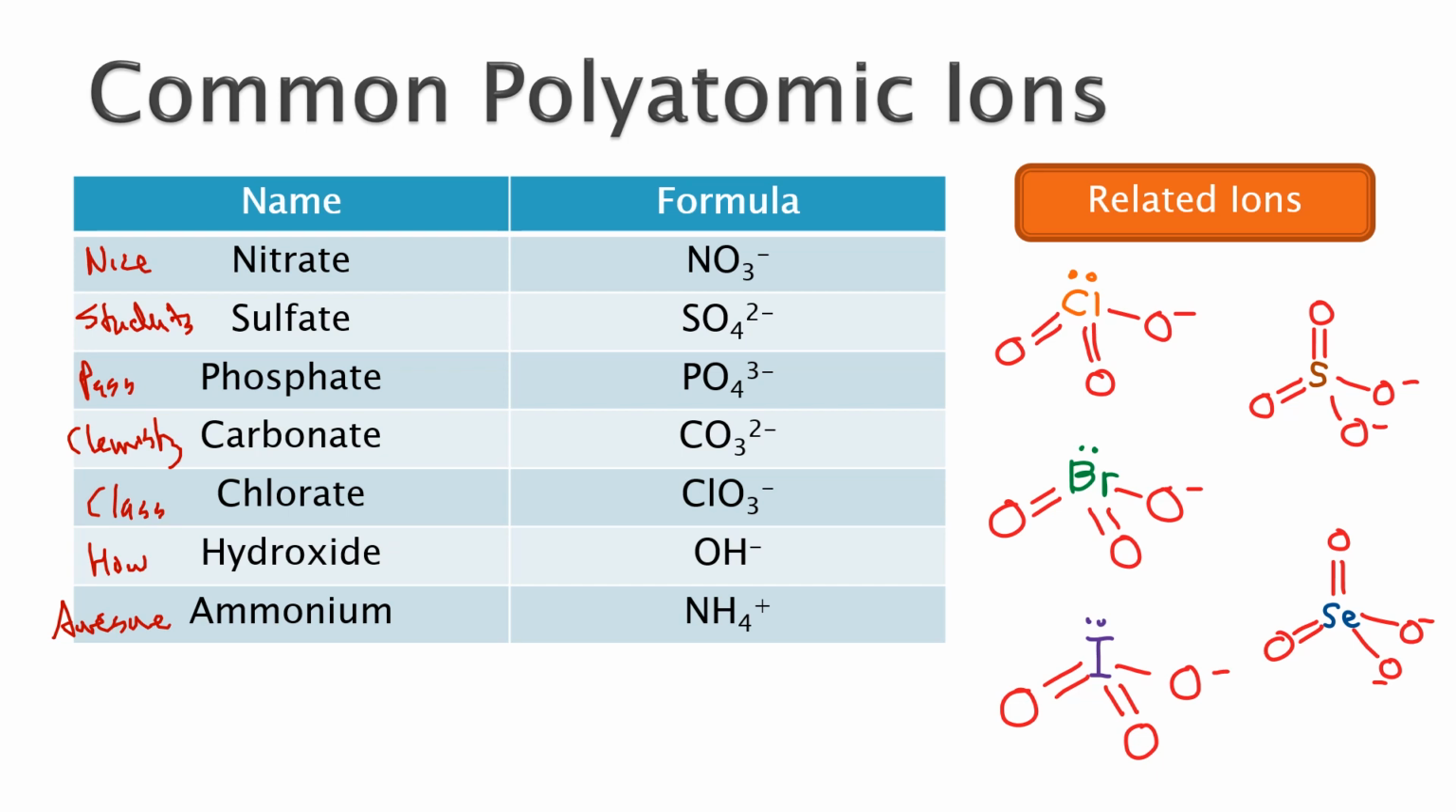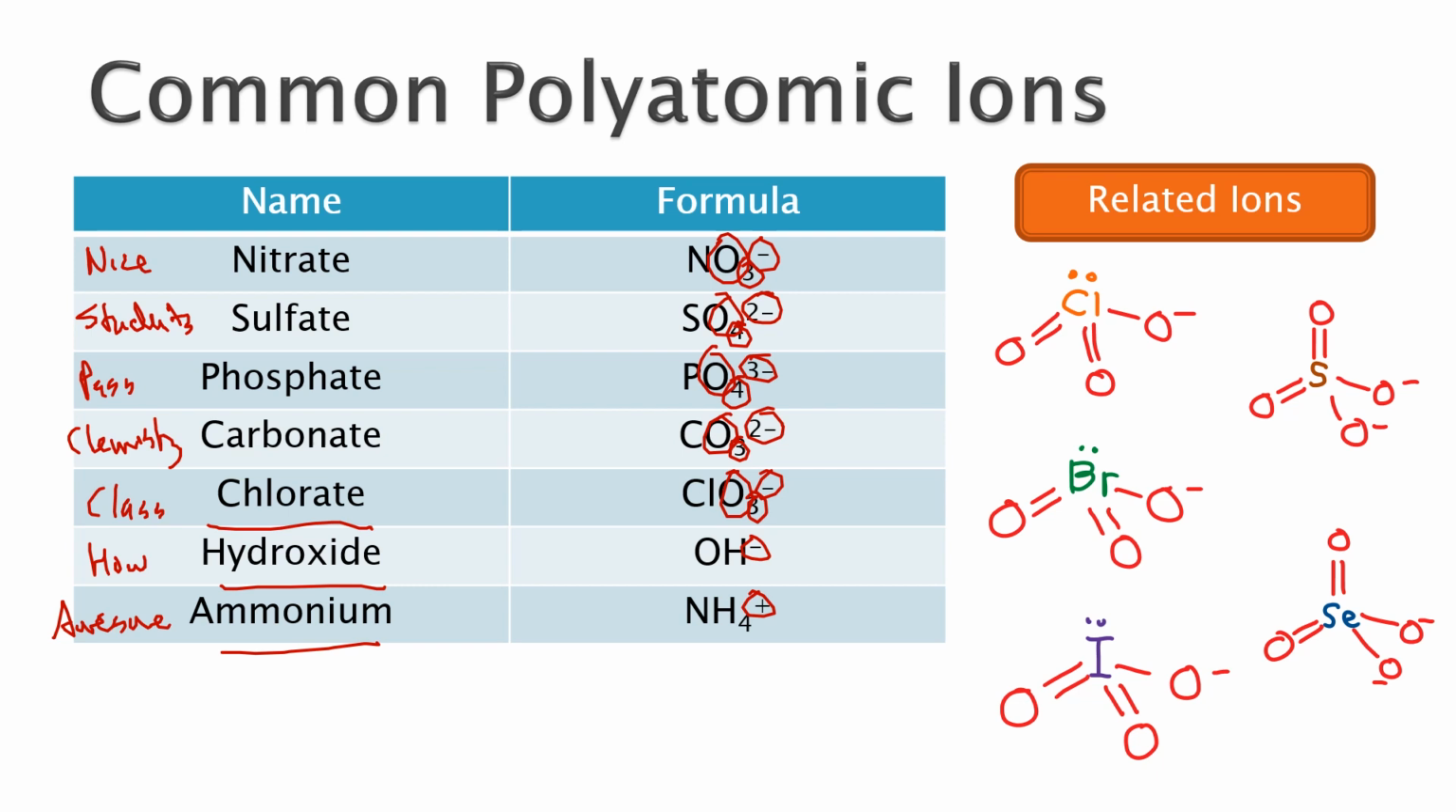And you can assign the charges and the number of oxygens using a pattern. So at least for the first 5 here, you've got oxygen that is attached to each one of those other nonmetals. And the pattern is 3, 4, 4, 3, 3 for the oxygens, and -1, -2, -3, -2, -1 for the charge. And then hydroxide and ammonium are kind of separate.